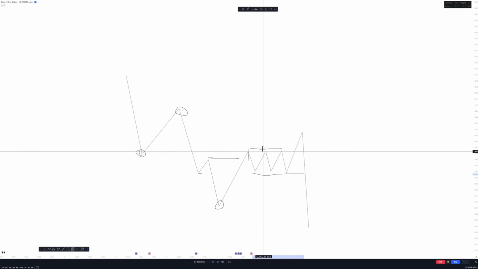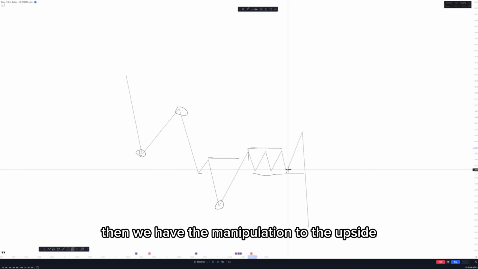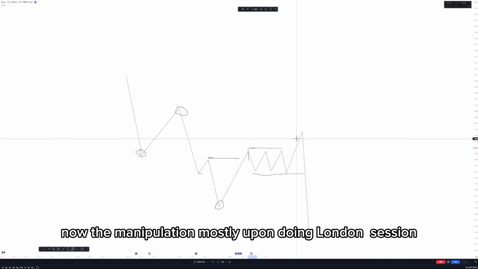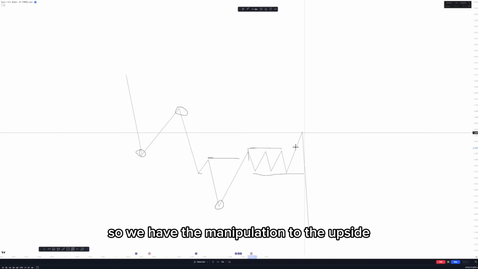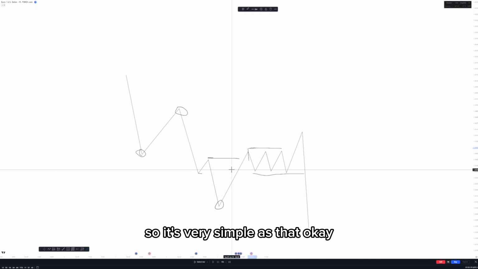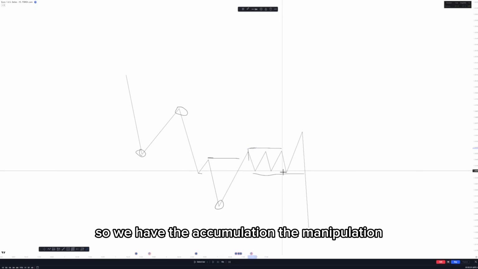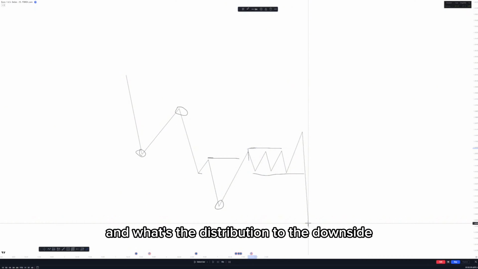So this is the Asian session. We have the accumulation of the Asian session. You can see price range. Then we have the manipulation to the upside. Now the manipulation mostly happens during the London session, or sometimes the New York session. So we have the manipulation to the upside, and what we are interested in is catching a distribution, for price to create another lower low. So it's very, very simple as that. We have the accumulation, the manipulation, the sweeping of the Asian high, and the distribution to the downside.